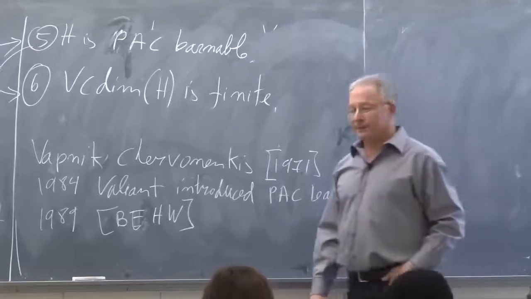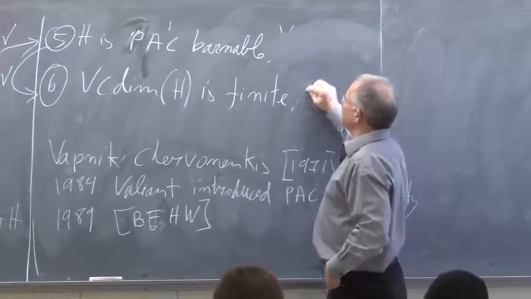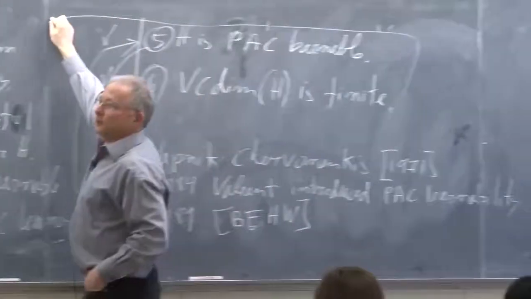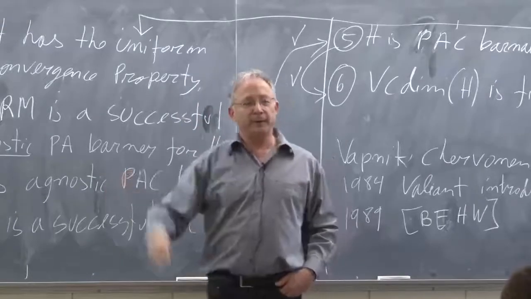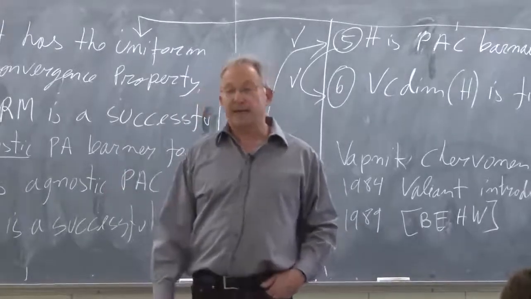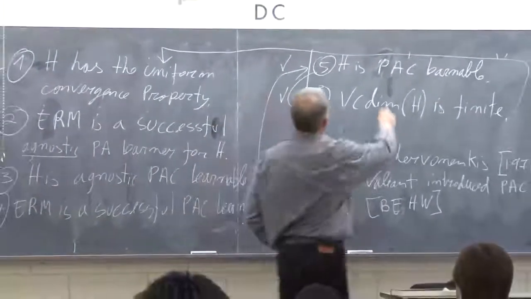6 implies 1. For 6 implies 1, we'll have to work hard, and we will not do it today. That's now our plan for next week. That's the hard part. That's the difficult part.